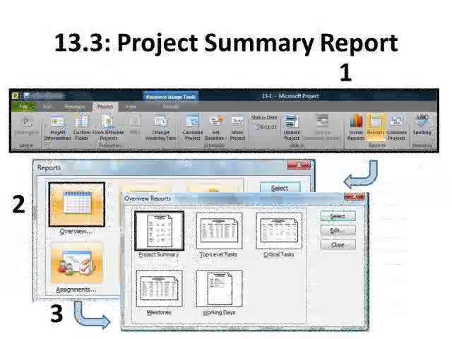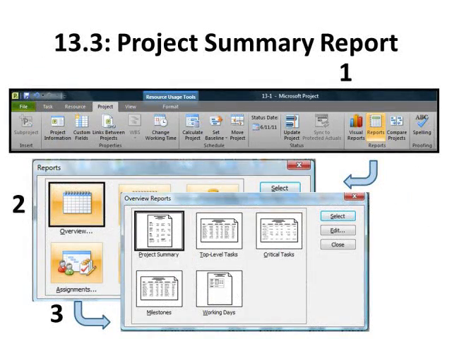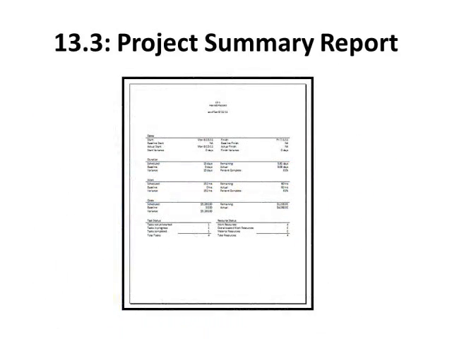Pretty cool, huh? Now 13.3 is asking you to create a project summary report. We'll take a look at how to do that. If you go to the Project tab of Microsoft Project and select Reports, that'll bring up a dialog, and you have all of these different reports you can choose from. Let's select number 2 there, which is Overview. Then it'll bring up another dialog, and you can get all of those different summary or overview reports. And there's the project summary report right there. Just select that, and you'll get the project summary report that you can print out.